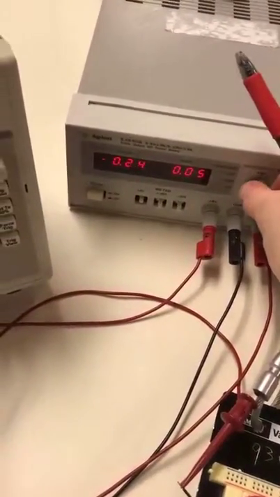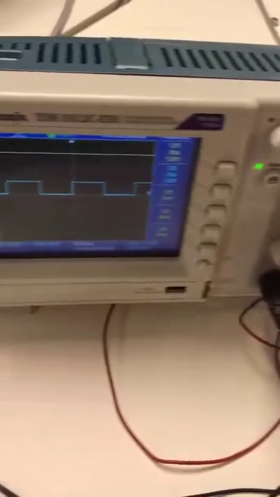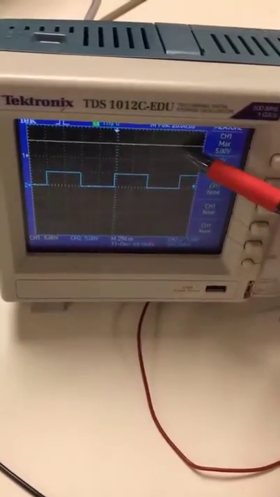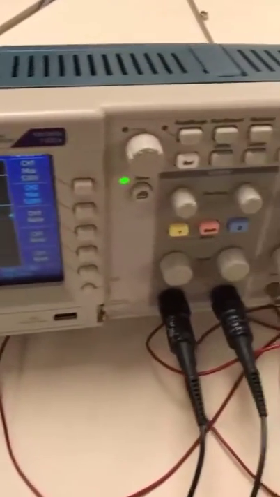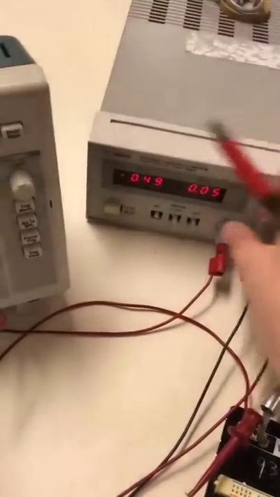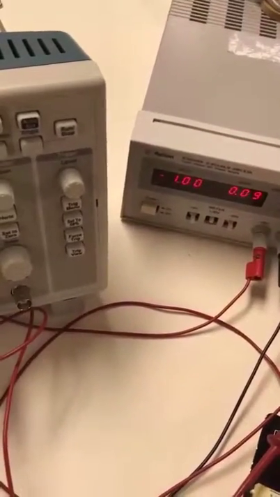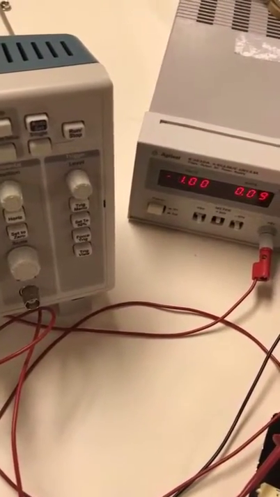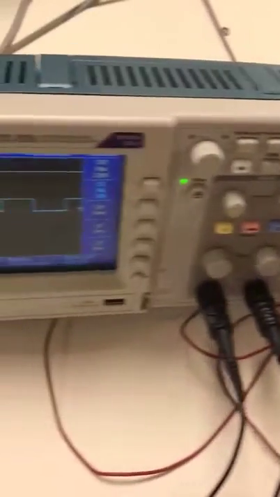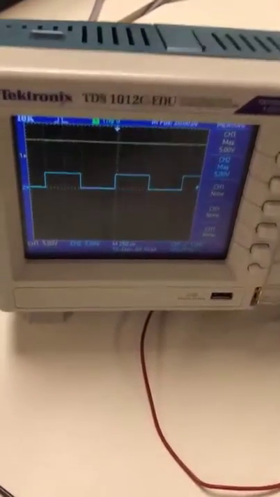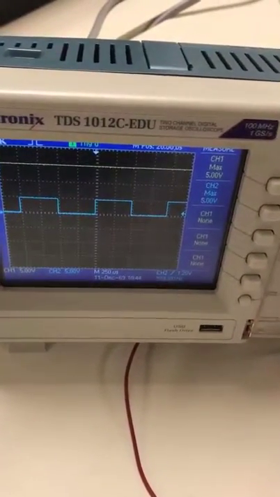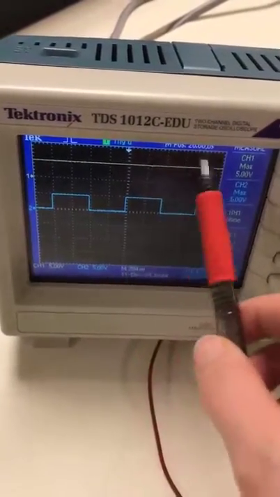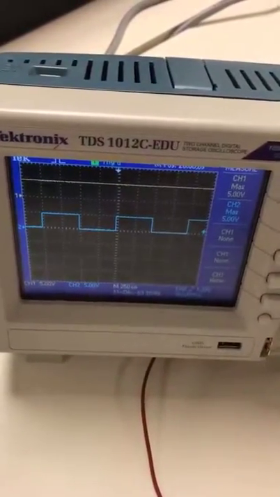So I'm going to change V1 to 0, and this is the output. Output now is at 5 volts regardless of the value of V3. I can change V2 also to 0 volts, and the output is going to be at 5 volts again. So if either one of the input signals is at 0, the output is going to be high. And that's how a NAND gate works.